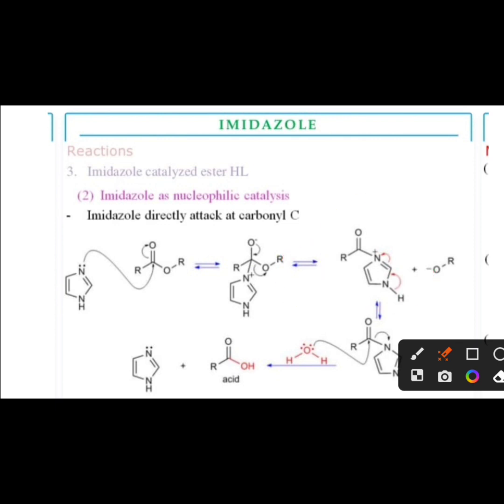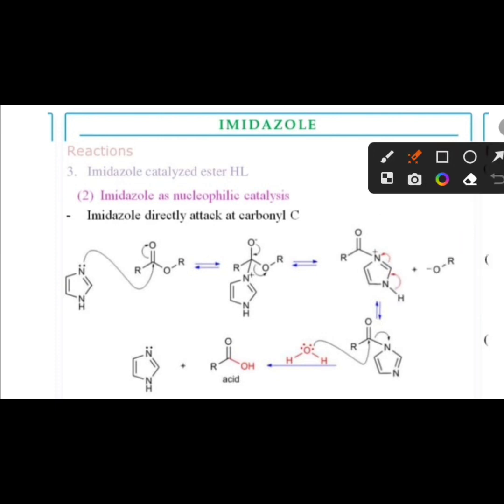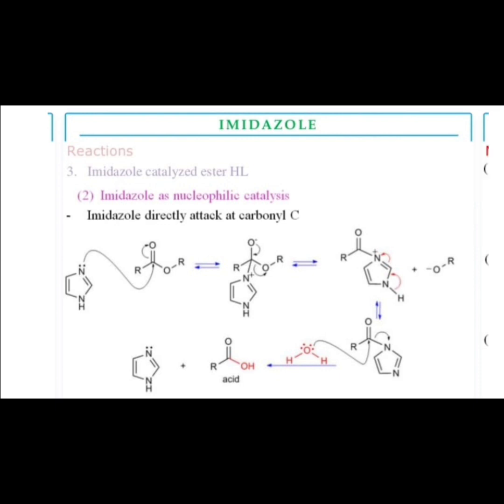Now in the next step, -H+. This bond shifts here and this bond stabilizes the positive charge on the nitrogen atom. Now in the next structure, in the presence of water, the lone pair of oxygen attacks here and this carbon-nitrogen bond breaks, giving imidazole as the final product.